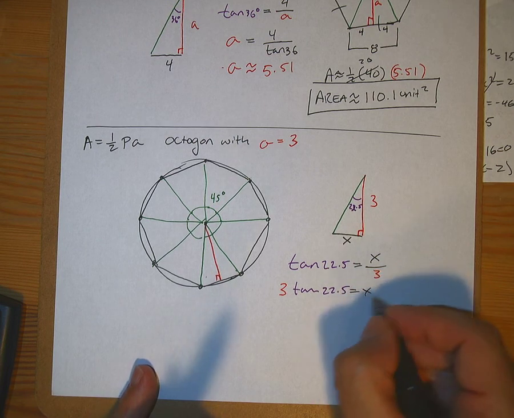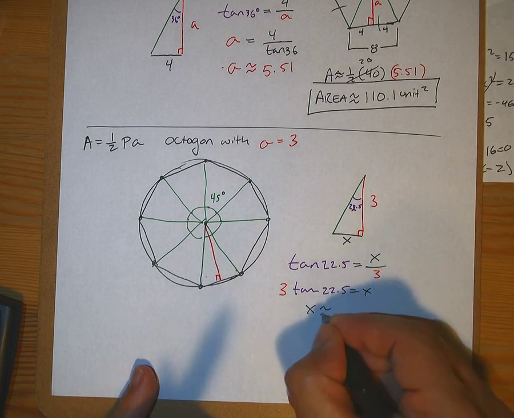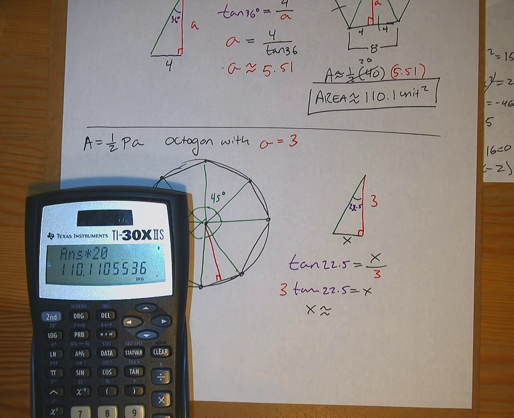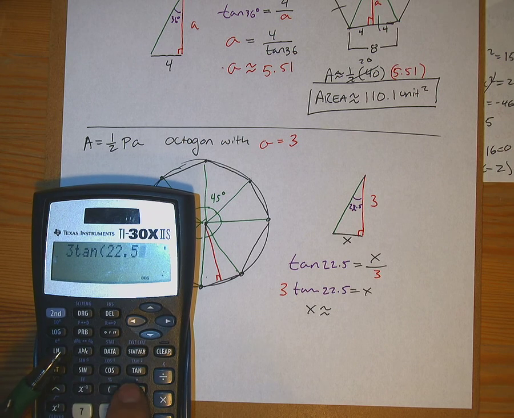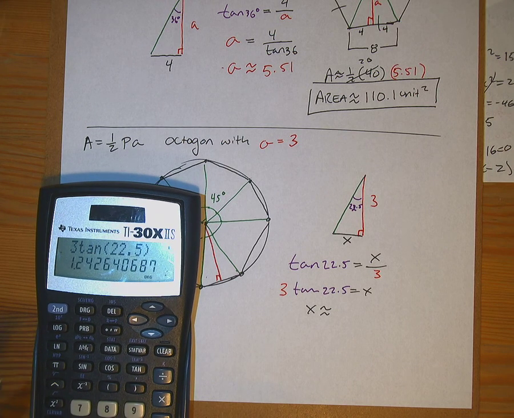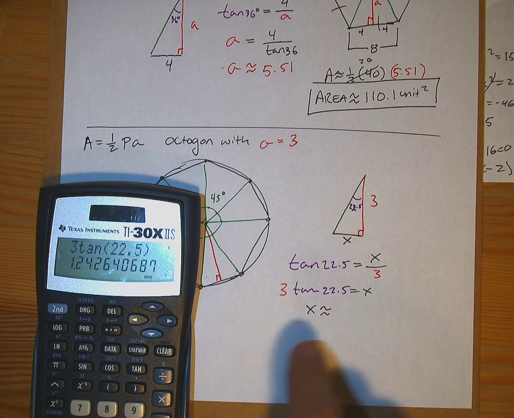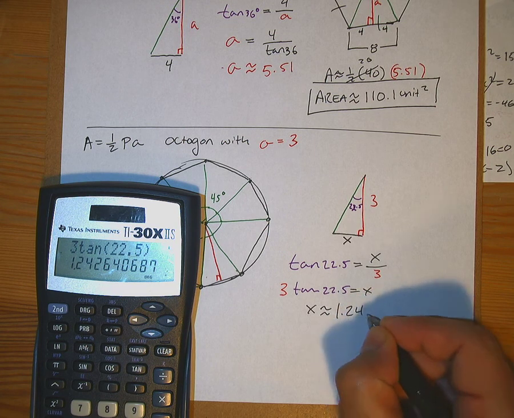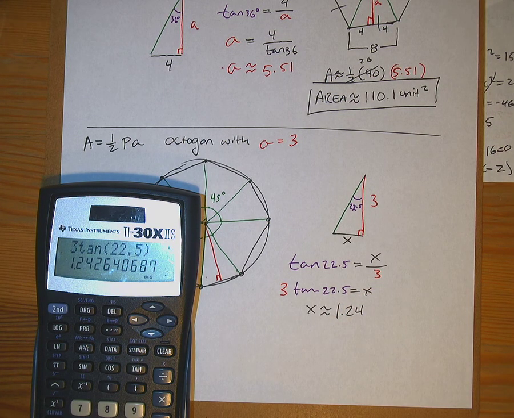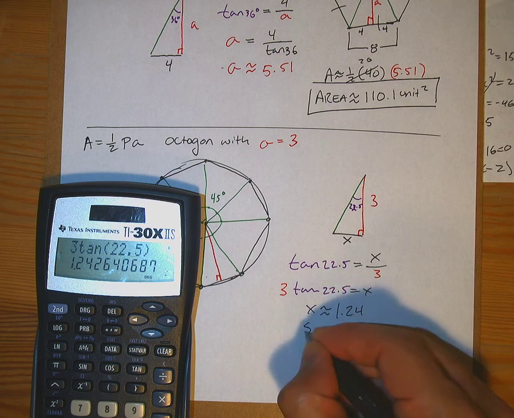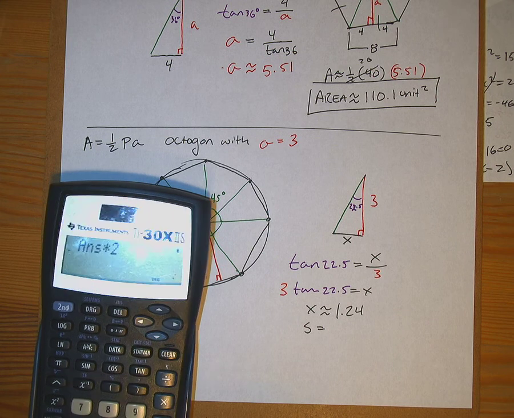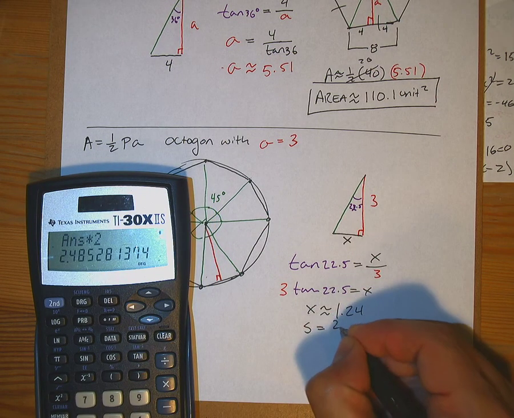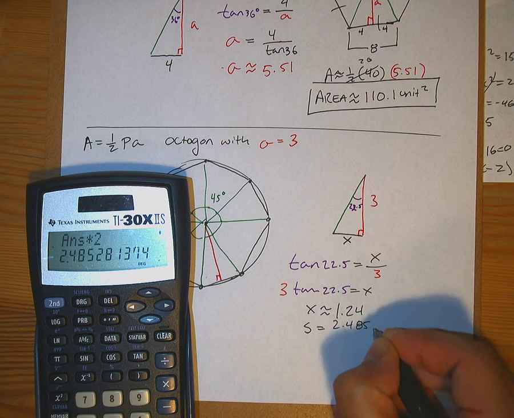And then we can figure out what x is approximately equal to by using our calculator. x is approximately equal to 3 times the tangent of 22.5. And that's going to give me 1.24. But remember, x is half the side length, and what that means is my side length, s, is twice that amount. So we multiply that by 2. That's 2.485 and some change.